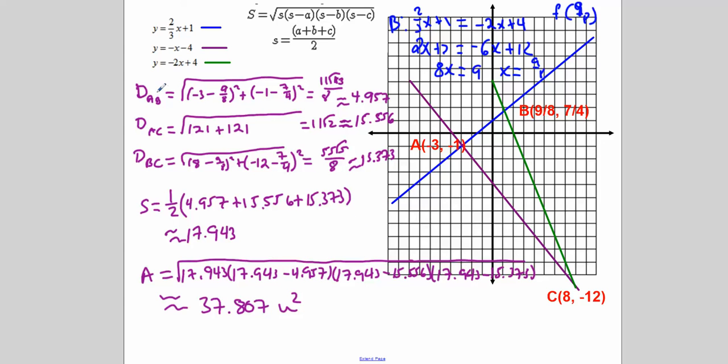Look how I organized it. I did distance of AB, plugged it right in, and I used a calculator on this. So I got 11 radical 13 over 8, which is about 4.957. And this one I did in my head because the delta y and the delta x were both 11. So 121 and 121, 11 radical 2. I put this in the calculator to get a decimal answer because I figured since I'm going to go decimal on the Heron's, I might as well go decimal all the way. So 15.556.